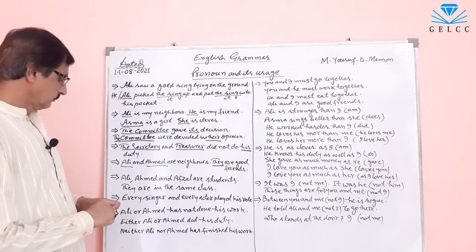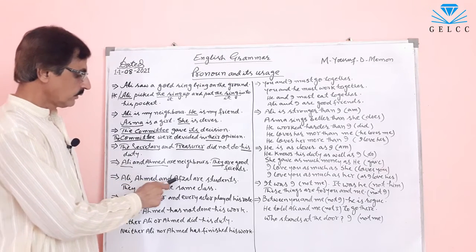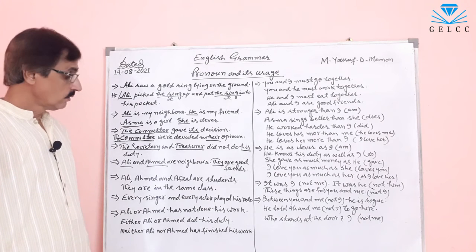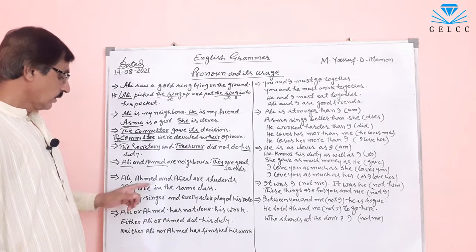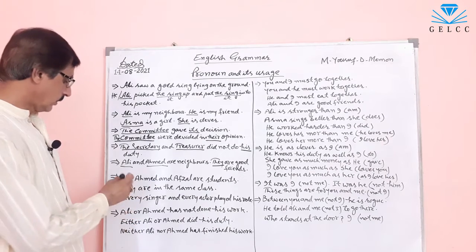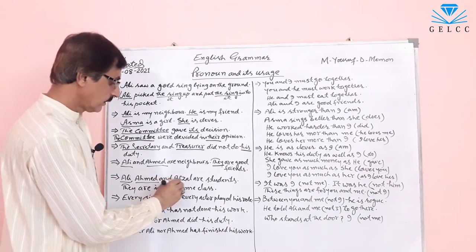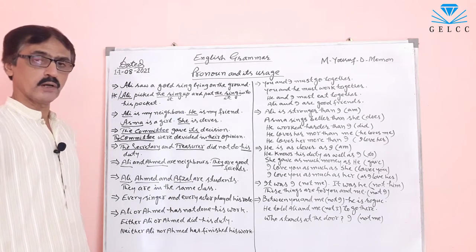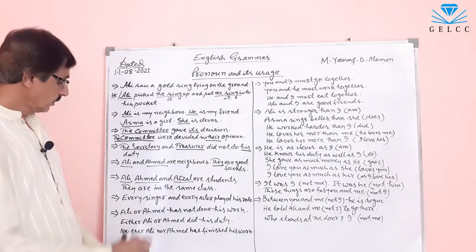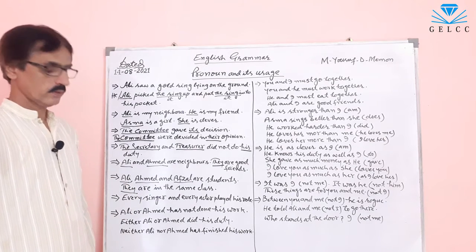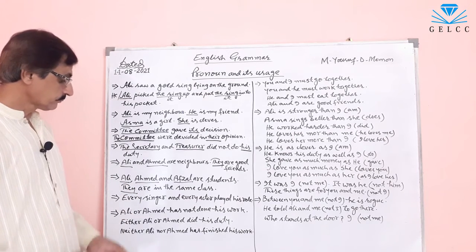Second sentence. Ali, Ahmed and Afzal are students. There are three nouns. They are in the same class. Ali, Ahmed and Afzal. These are three nouns. They are joined by and. The pronoun used is plural, they. Now, next point.